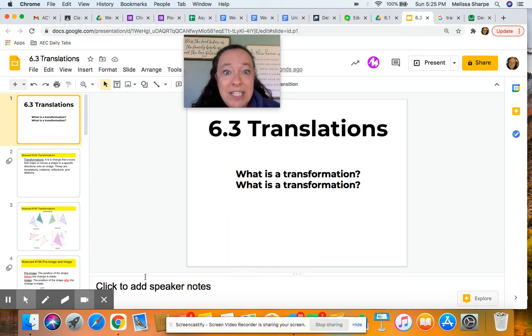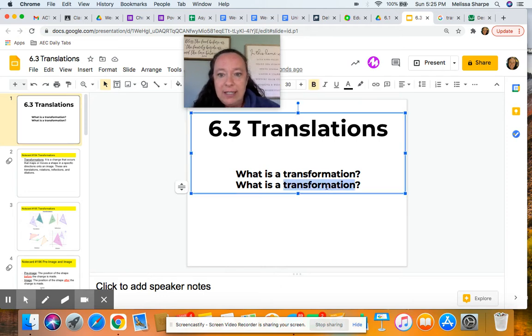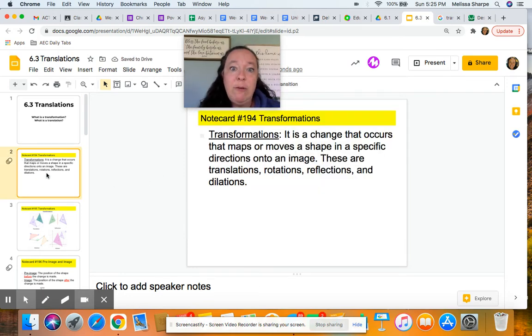Right, so welcome to section 6.3, where we are going to be focusing on one type of transformation called a translation. But of course, before we get to a translation, we've got to answer the question, what is a transformation? And then we can answer the second question, what is a translation? Okay, so note card 194 is all about transformations.